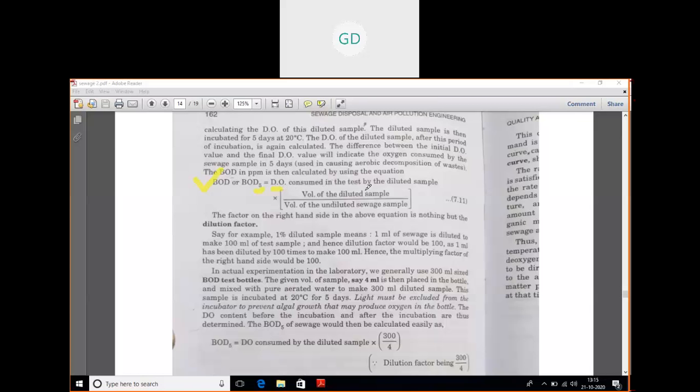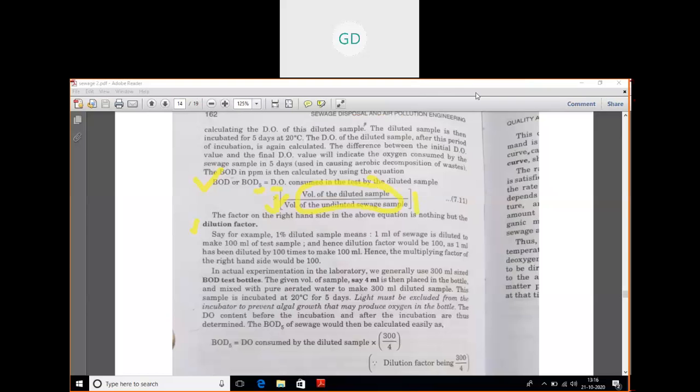So the DO consumed in the test by the diluted sample means how much DO is lost during the experiment. That means the loss of oxygen during the test. So, A multiplied by the volume of the diluted sample divided by the volume of the undiluted sample. This whole factor, numerator and denominator, the volume of the diluted sample divided by the volume of the undiluted sample, is known as your dilution factor. Only this part is the dilution factor.